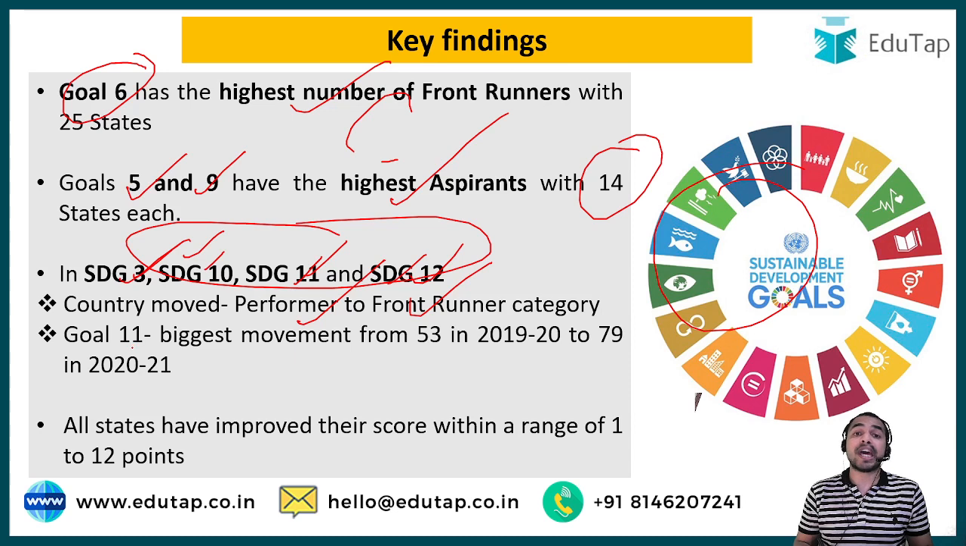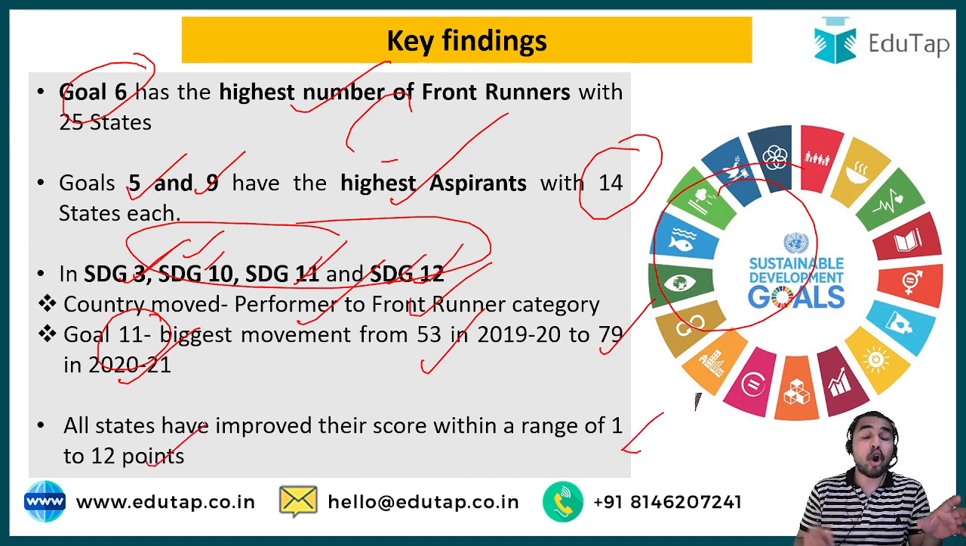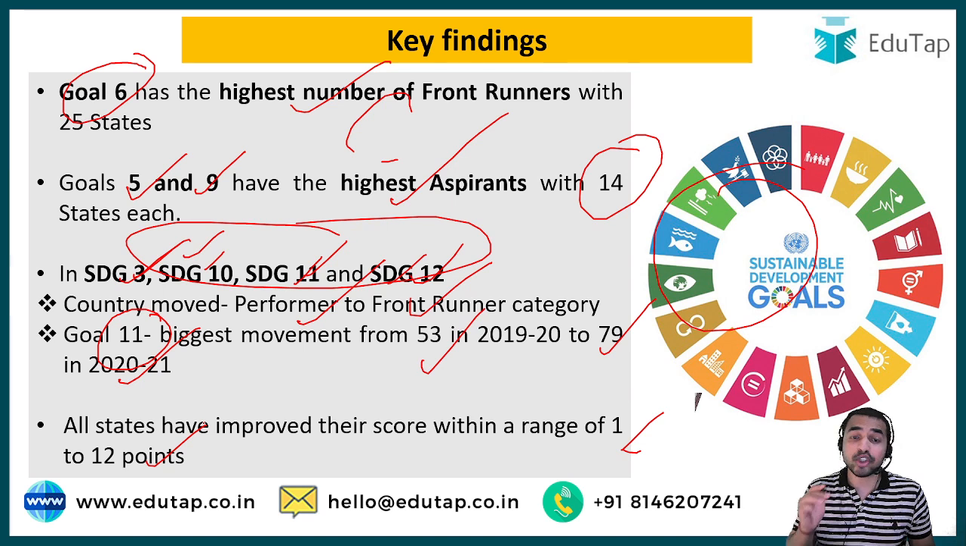And guys, this index also says that goal number 11 has seen the biggest movement, as the score in this goal has increased from 53 to 79 in the 2020-2021 edition. And guys, this index also says that all Indian states have improved their score in this edition in the range of 1 to 12 points. That shows that all the Indian states have really improved, but still there is a lot of score improvement which is yet to be done by these Indian states and union territories. So guys, that was all from today's session.